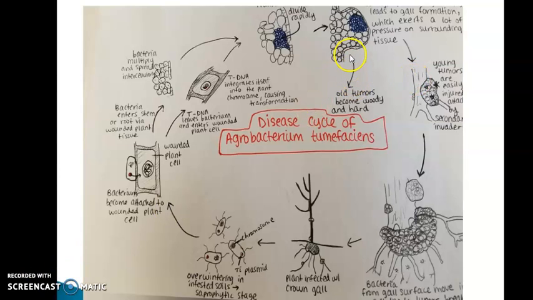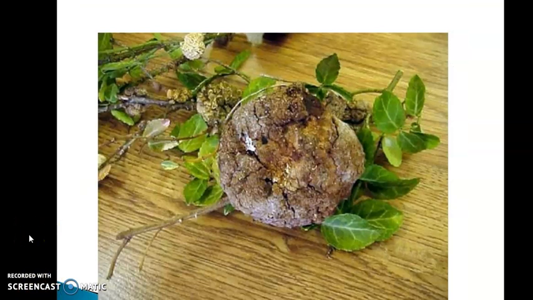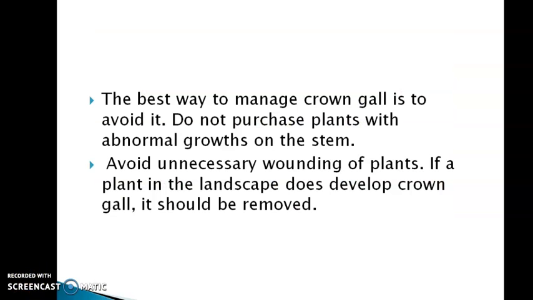The tumors that are formed due to the transmission of T-DNA become old, woody and hard, and the young tumors are easily injured and attacked by secondary invaders. Then the bacteria from the gall surface move into the soil due to tumor breakage, and can again infect other plants, and this process continues. Crown gall is nature's own genetic engineering. And the best way to manage crown gall is to avoid it.